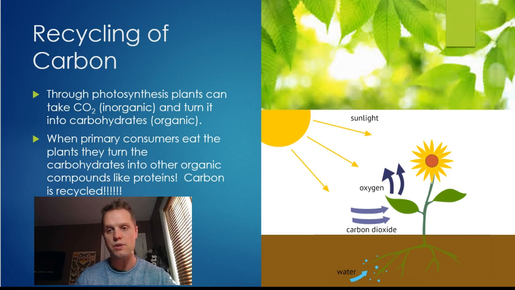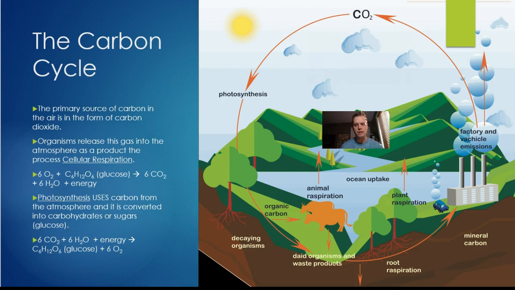So that carbon is recycled from the inorganic CO2 that's in the air, gets turned into carbohydrates in the plants, and then eventually turned into proteins by the animal. And this is the cycle of carbon. The primary source of carbon in the air is in the form of carbon dioxide.